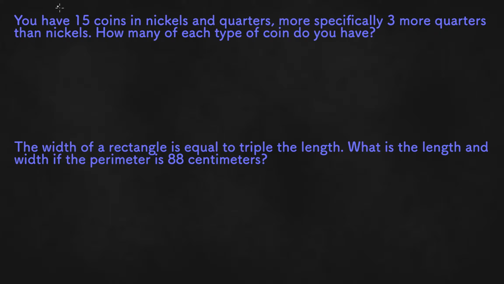So here the first word problem says, you have 15 coins in nickels and quarters. More specifically, 3 more quarters than nickels. How many of each type of coin do you have?